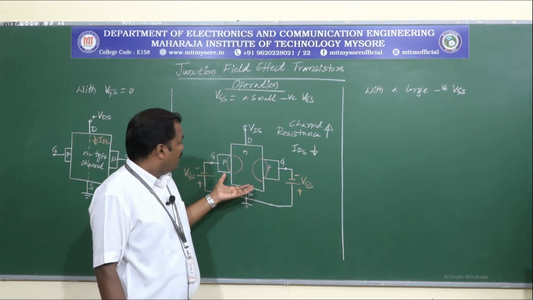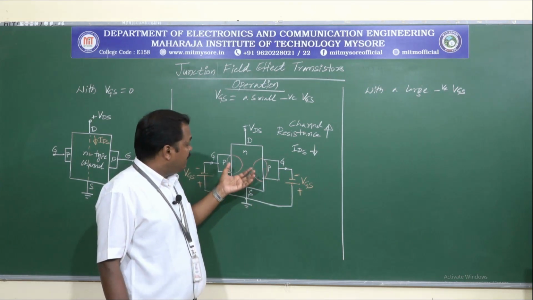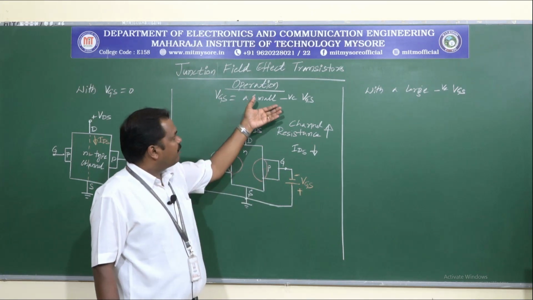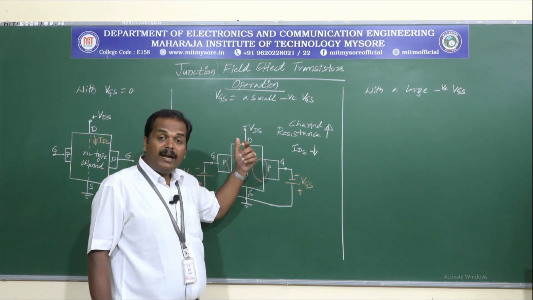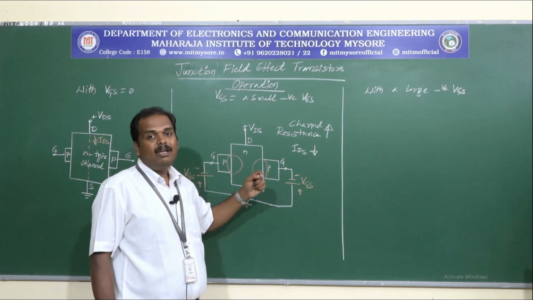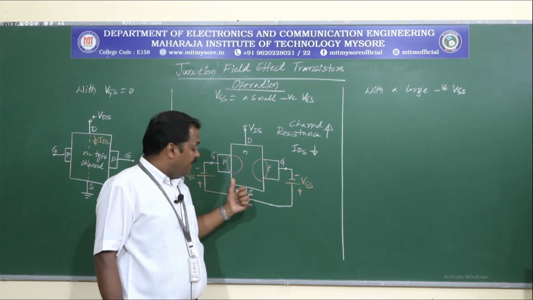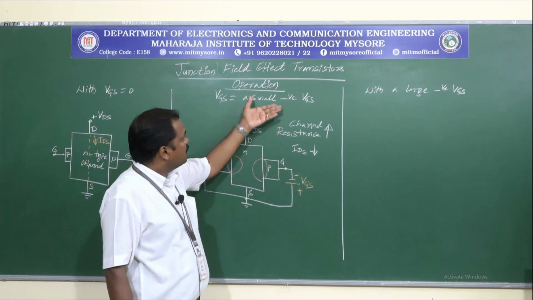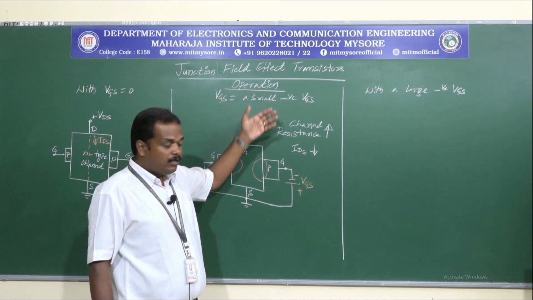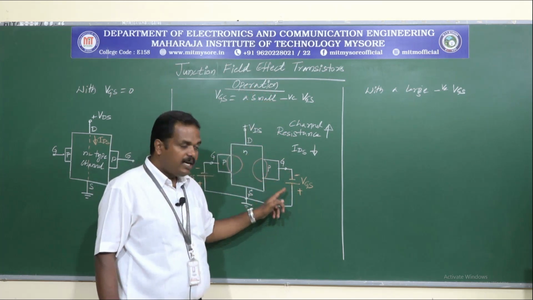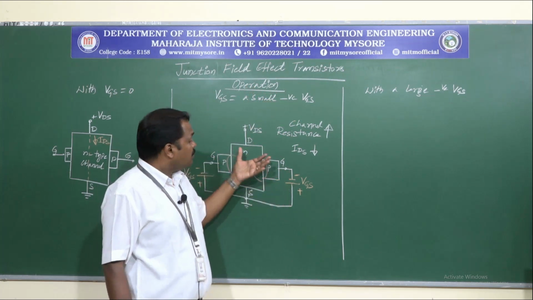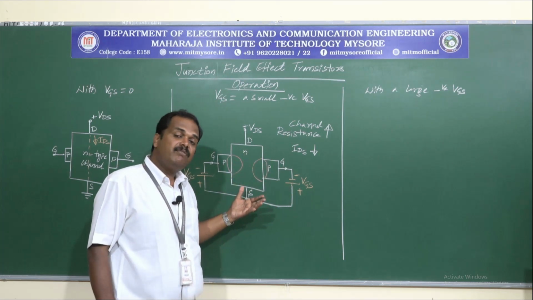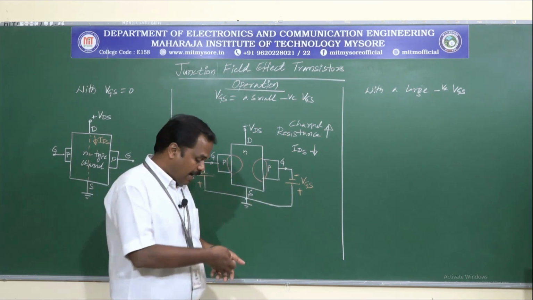So this is the condition of the N channel JFET when we have applied a small negative voltage at the gate with respect to source. Now we will further understand what happens if we further increase this negative voltage at the gate terminal, how the N channel JFET is going to behave. So that we'll understand.